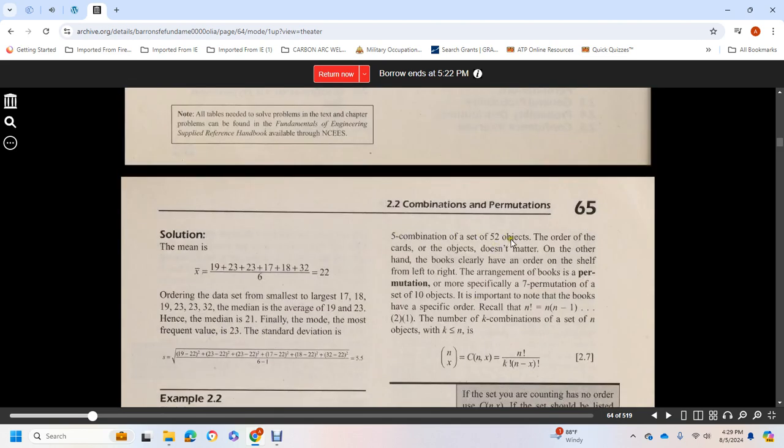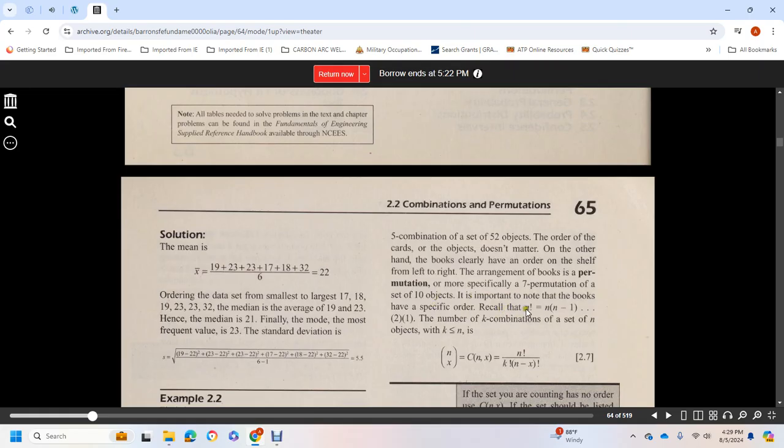In a set of 52 cards, combinations are not ordered, so the order of the objects doesn't matter. On the other hand, the books clearly have an order, left or right. The arrangement of the books is a permutation. More specifically, we count the permutations of a set of 10 objects.